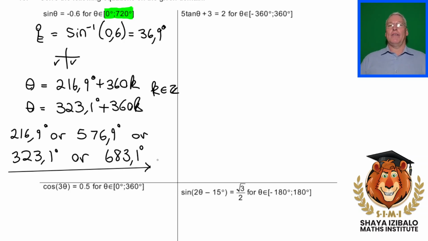Right, let's turn our attention to the next one. The next one requires a little bit of work to start off with. We don't have the trig ratio on its own first, but this is just normal equation stuff. Let's subtract 3 from both sides. So 5 tan theta equals -1. Let's divide both sides by 5. So tan theta is -1/5.